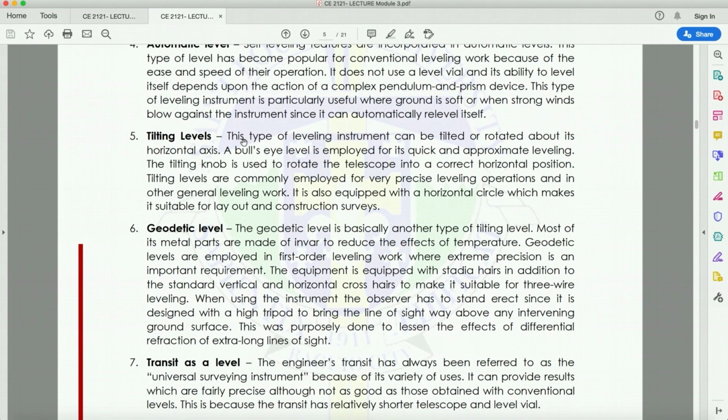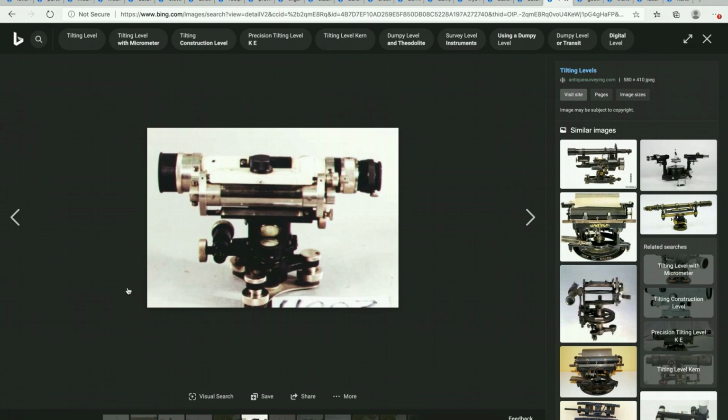Next is the tilting level. This type of leveling instrument can be tilted or rotated about its horizontal axis. A bullseye level is employed for its quick and approximate leveling. The tilting knob is used to rotate the telescope into a correct horizontal position. Tilting levels are commonly employed for very precise leveling operations and in other general leveling work. It is also equipped with a horizontal circle which makes it suitable for layout and construction surveys. So this is a tilting level.